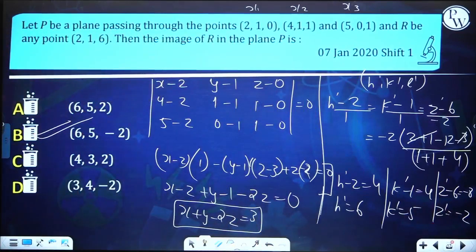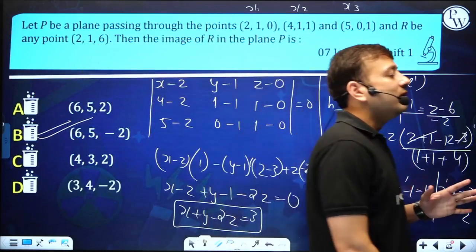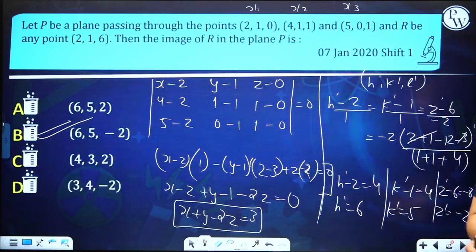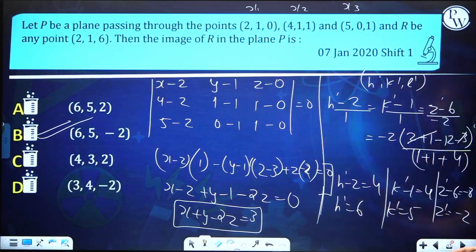Definitely you will get the answer if you have applied all the formulas correctly. This was just the plane formula and then the image formula. They have similar patterns, sir, which means you will not get a very tricky question. Direct, formula based and all. That's it. I hope things are getting clear to you.